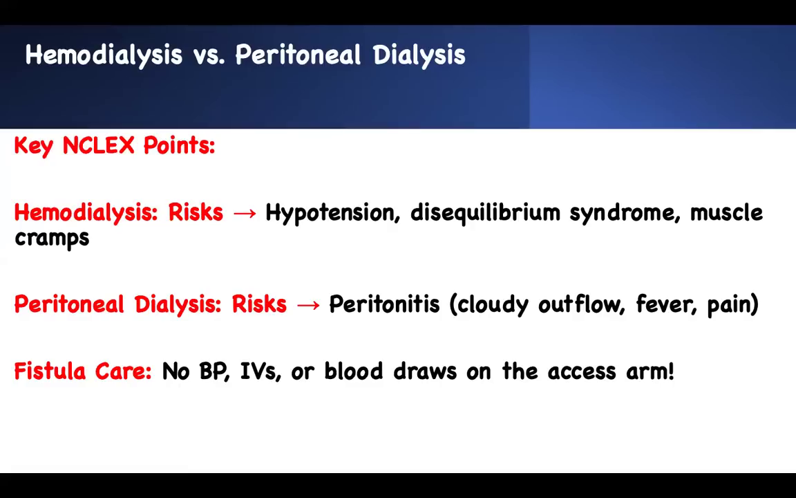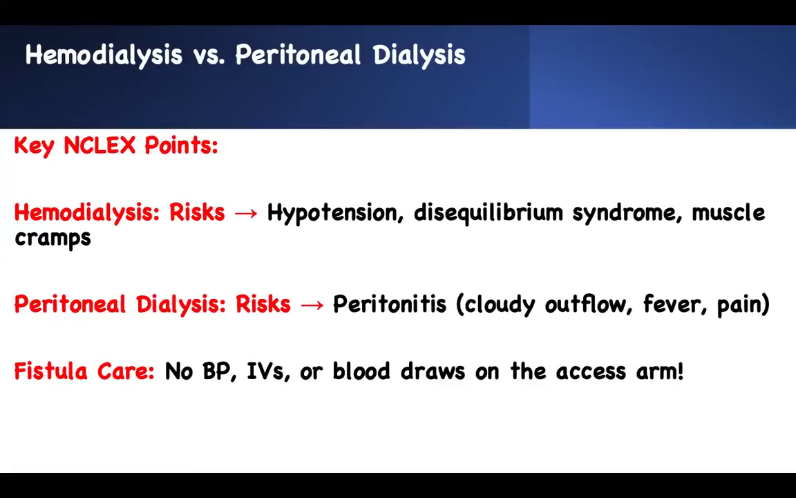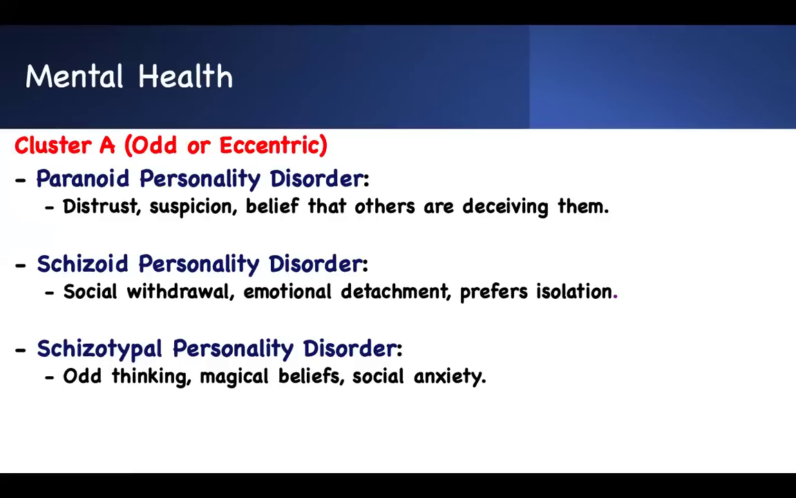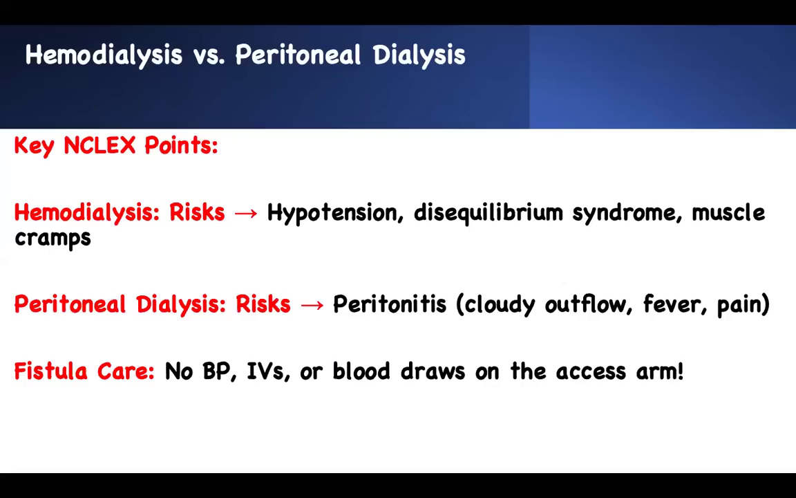These are concepts. You come to fistula care. Anybody who has an AV fistula, you cannot take blood pressure there. You cannot place an IV. You cannot draw blood. And make sure they massage the area or use a stress ball to improve blood flow. These are NCLEX concepts you need to know for renal disease.